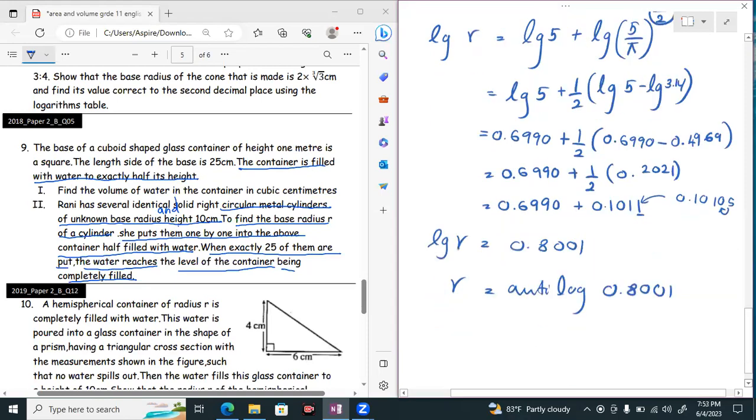Have you got up to this one? Yes, teacher. It is 6311, no? 6311. R equals 6 point, because you have to find the answer to the first decimal place, isn't it? First decimal place, that means 6.3 centimeters, no?